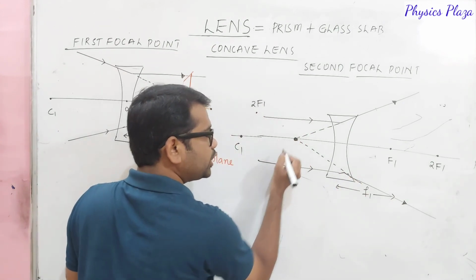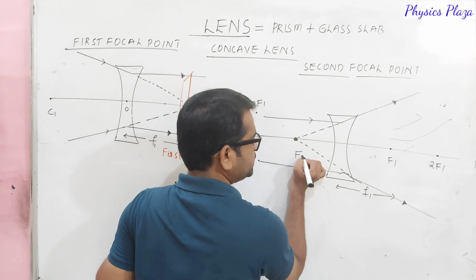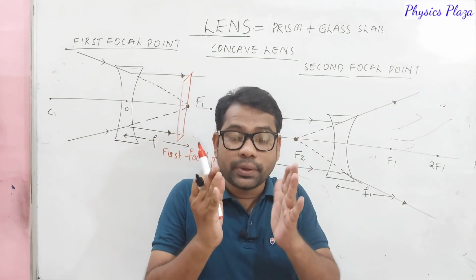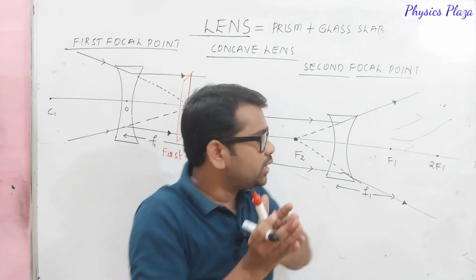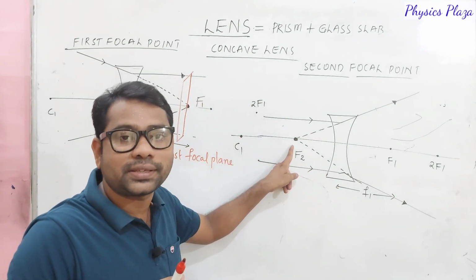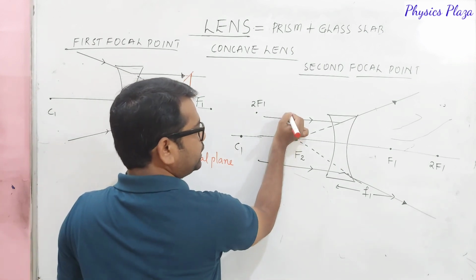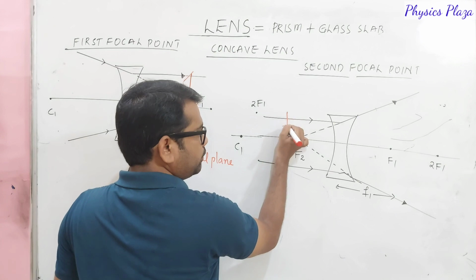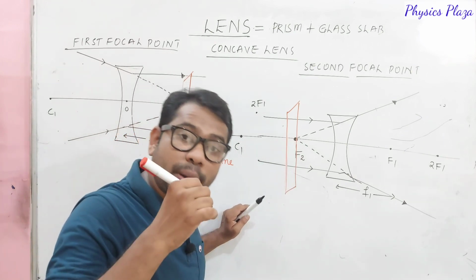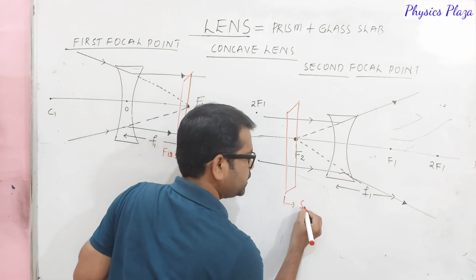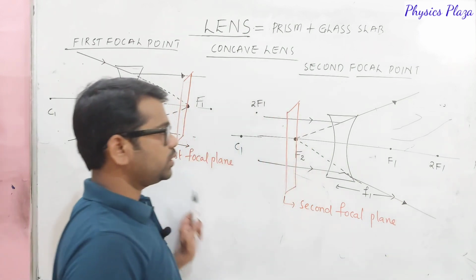So the point on the principal axis, dear children, where light rays appear to meet after refraction is called the second focus. If parallel light rays are incident on a concave lens, they get diverged, so they can never meet. When extended back, they appear to meet at a common point on the principal axis. This point is called the second focal point for a concave lens. And the plane passing through the second focal point of a concave lens and perpendicular to the principal axis is called the second focal plane. Very important.